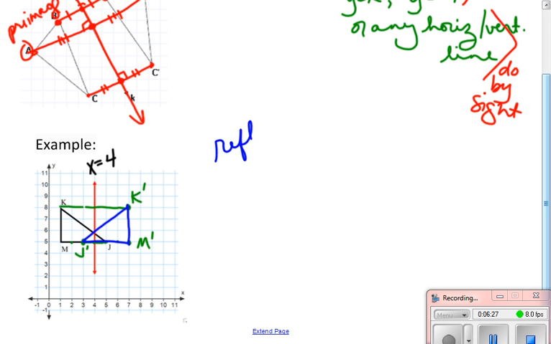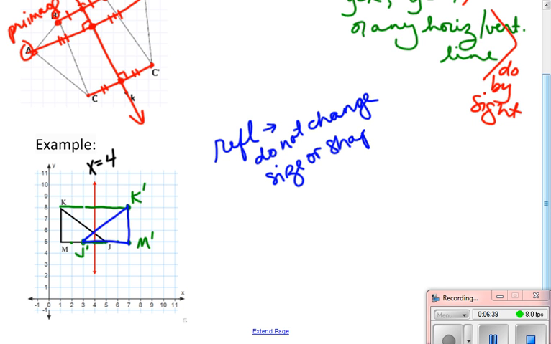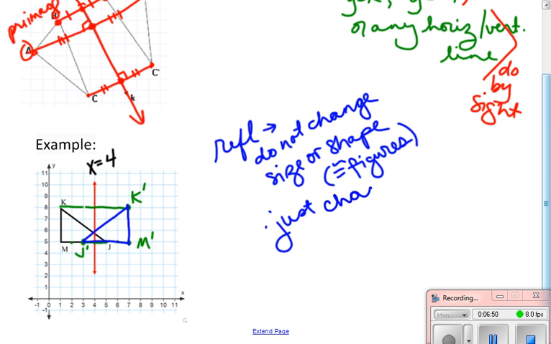So reflections do not change the size or the shape. So basically you make congruent figures, if you remember that from an earlier lesson. They just change location. So you're going to have the exact same figure in a new spot.